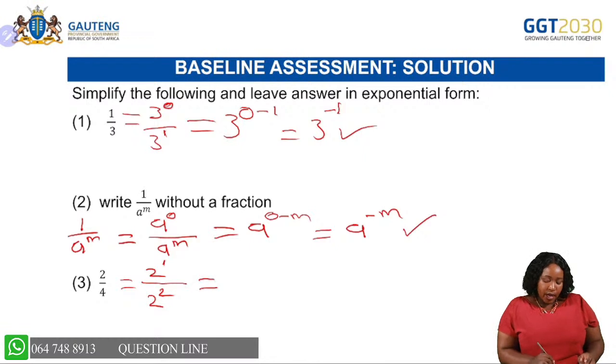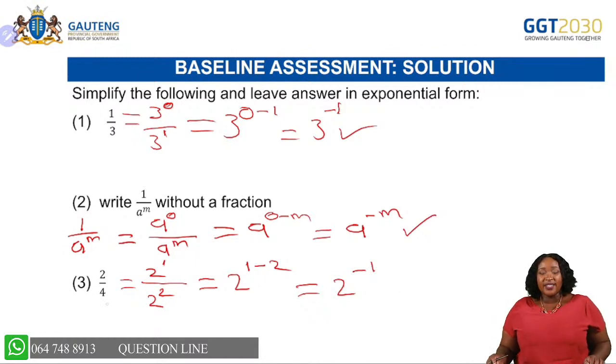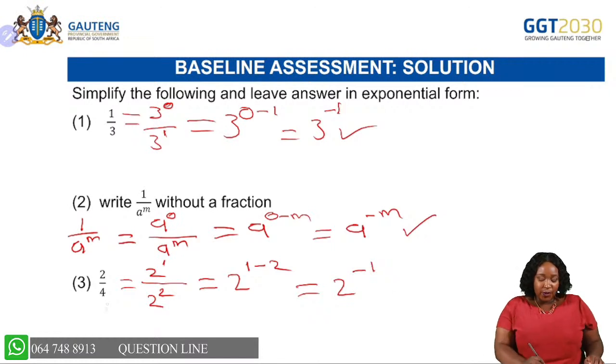Okay. Then now we can just apply the law we have been applying. We are dividing powers with the same base. Therefore, we are going to subtract the exponents. And 1 minus 2 will give you a negative answer, which is negative 1. So finally, when you write 2 over 4 in exponential form, it becomes 2 to the negative 1. Okay, then you get another mark.